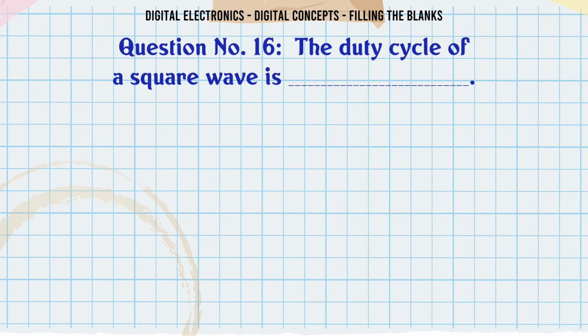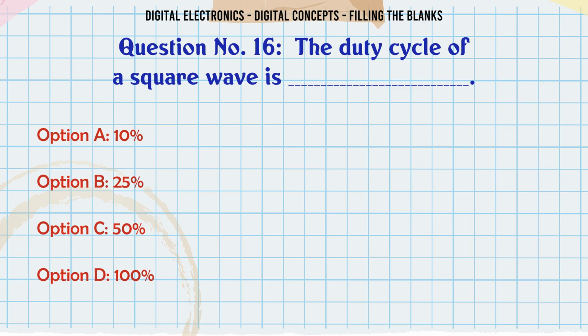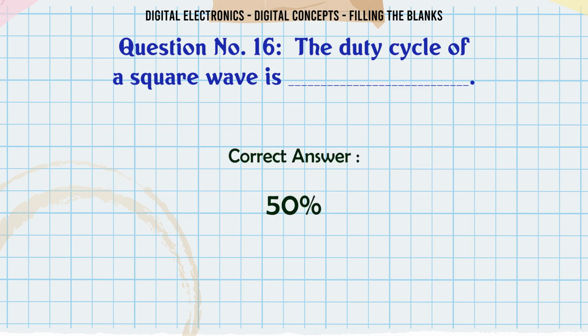The duty cycle of a square wave is A. 10, B. 25, C. 50, D. 100. The correct answer is 50.